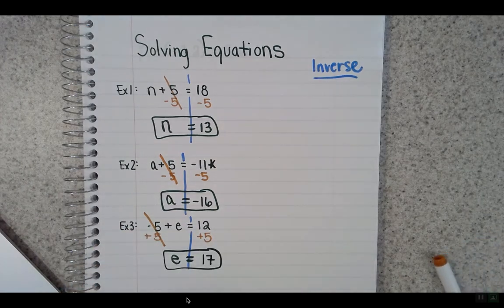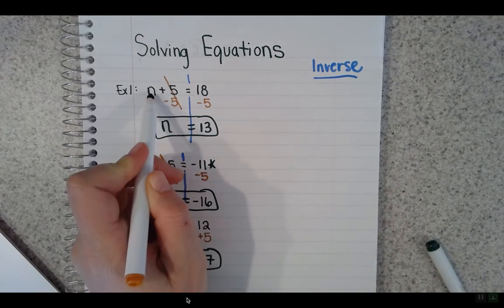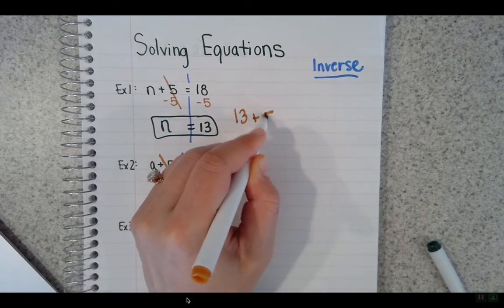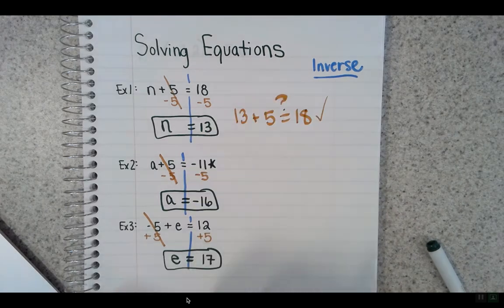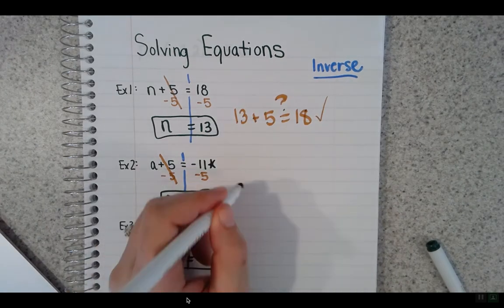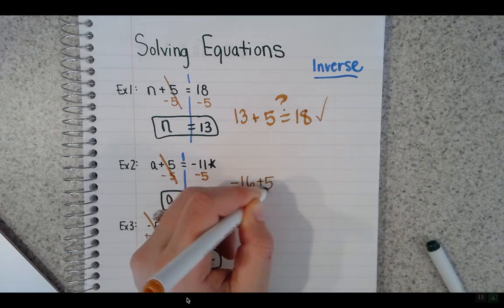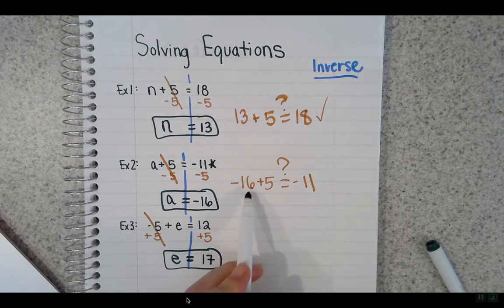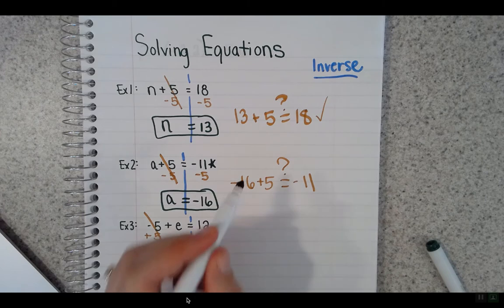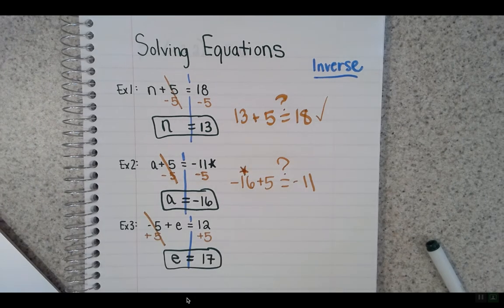Now you can always check to make sure if you've done an equation correctly by just plugging in your answer. So 13 is what I got. Is 13 plus 5 truly equal to 18? Yes, that checks out. Or in this case, I got negative 16 for my answer. Is negative 16 plus 5 truly equal to negative 11? Well, opposite signs subtract. 16 minus 5 is 11. Keep the sign of the larger number. Yes, this checks out.